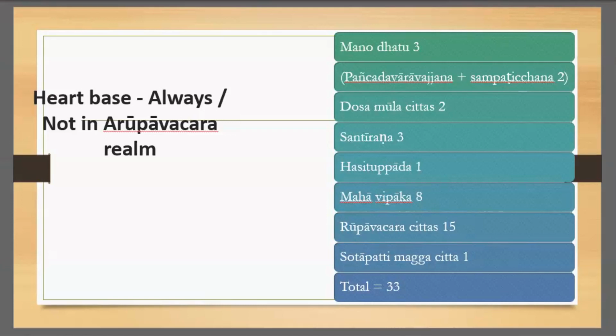Then, Sotapatti Magga Chitta. What is the reason Sotapatti Magga Chitta arises only in Kama realm and Rupa realm? The reason is, except Buddha and Pacceka Buddha, all the Savakas, all the disciples need to listen to Dhamma. We call it Parato Ghosa in Pali. Buddha and Pacceka Buddha never arise in Arupavachara realm.